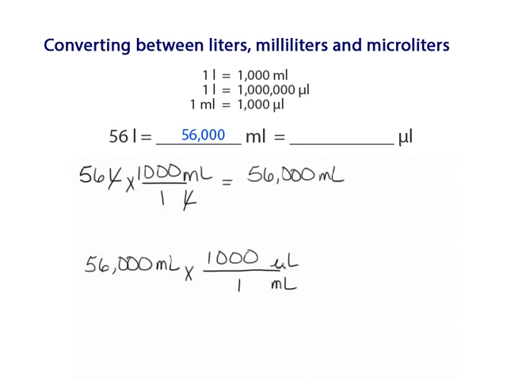We can then do the math. We can cancel our milliliter units. And if we multiply straight across, now we get 56 million microliters. Okay. And then we can fill that in there. So 56 liters would be equivalent to 56,000 milliliters, and that would also be equivalent to 56 million microliters.